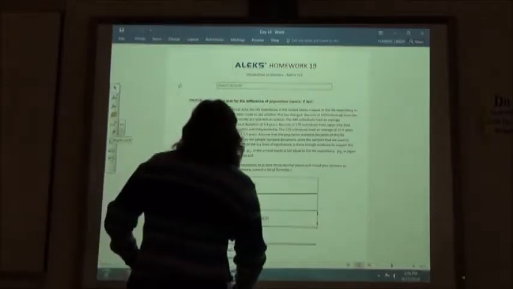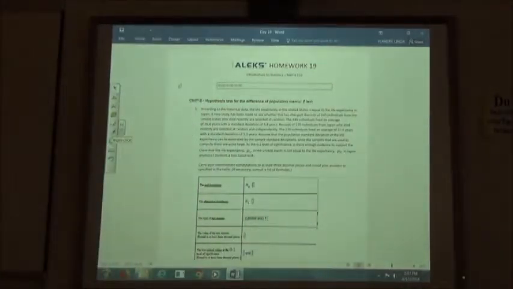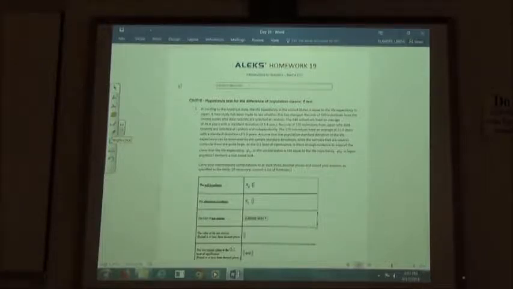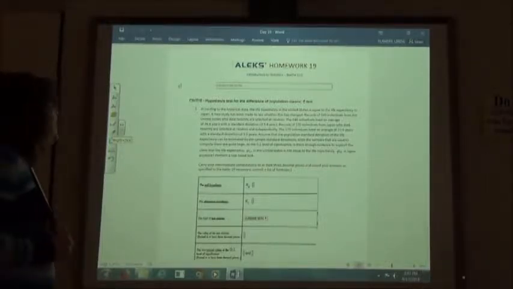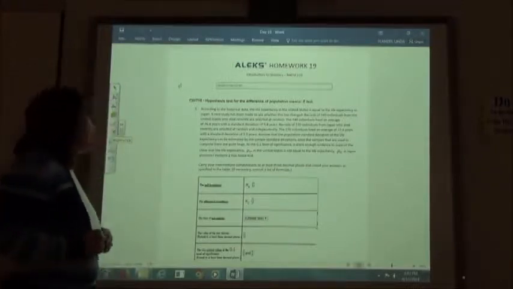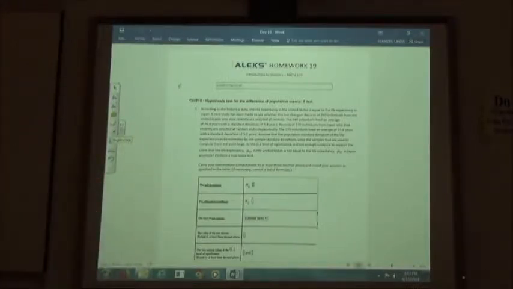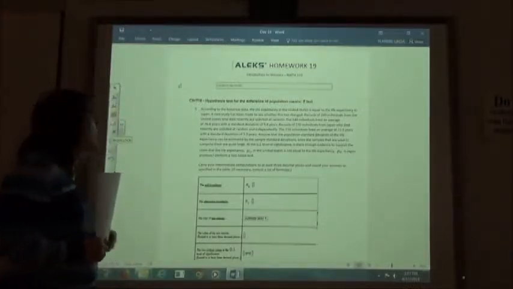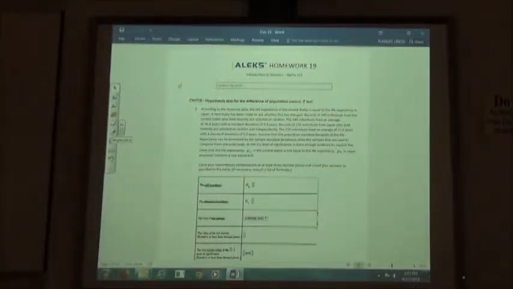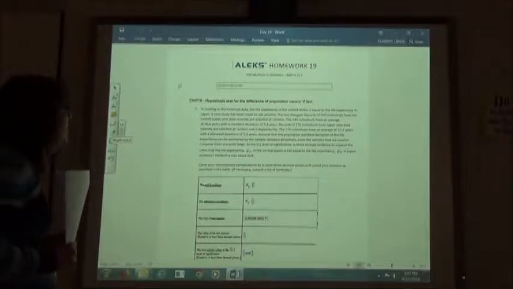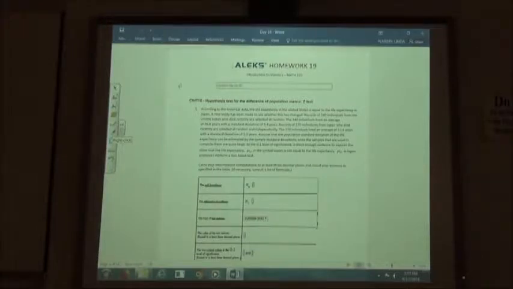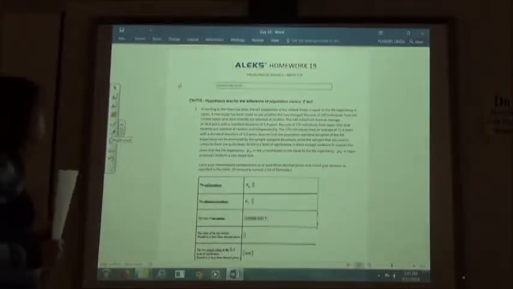So, number 1 says, according to the historical data, the life expectancy in the United States is equal to the life expectancy in Japan. A new study has been made to see whether this has changed. Records of 240 individuals from the United States who died recently are selected at random. The 240 individuals lived an average of 76.8 years with a standard deviation of 5.4 years. Records of 270 individuals from Japan who died recently are selected at random and independently. The 270 individuals lived an average of 77.4 years with a standard deviation of 5.3 years.